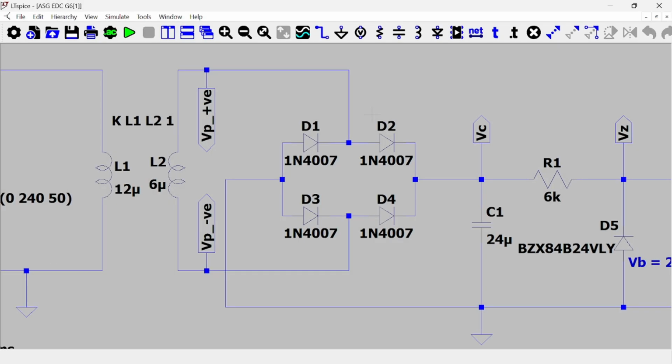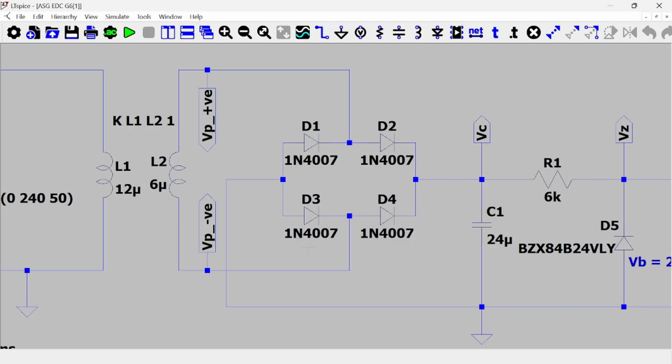Okay, now I will be explaining our bridge rectifier. You can see that our bridge rectifier is made up of 4 diodes: diode 1, diode 2, diode 3 and diode 4. The bridge rectifier allows diodes to work in pairs during alternating half cycles of the voltage input. You can see that diode 1 and diode 2 are working in pairs, while diode 3 and diode 4 are working in pairs.